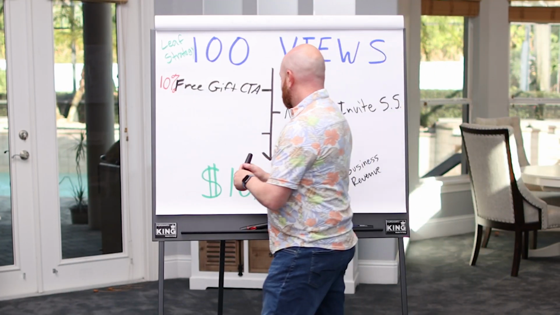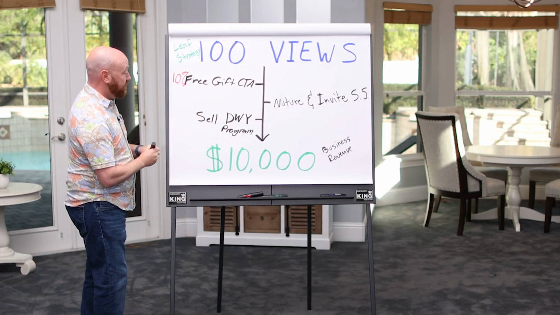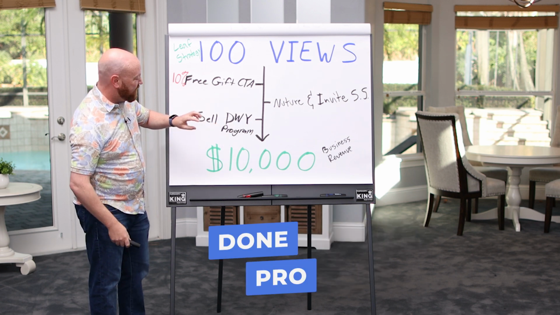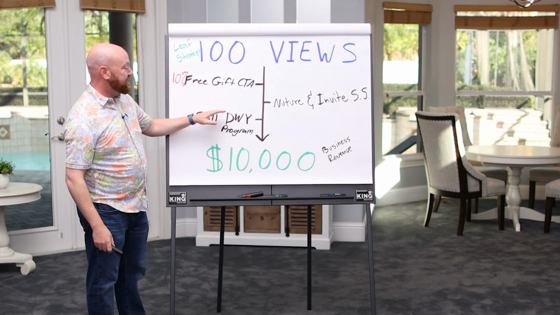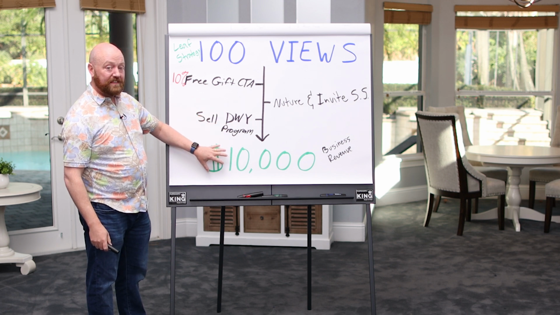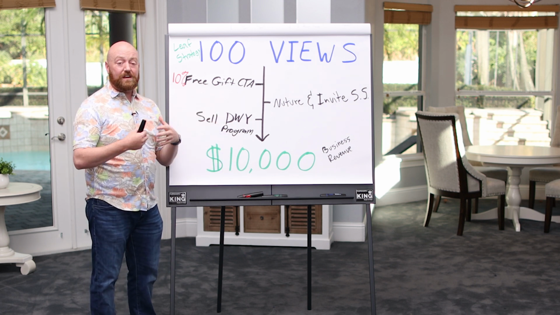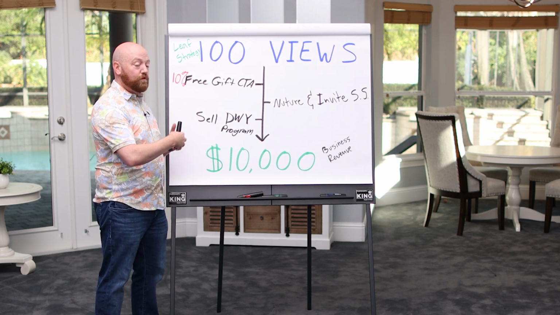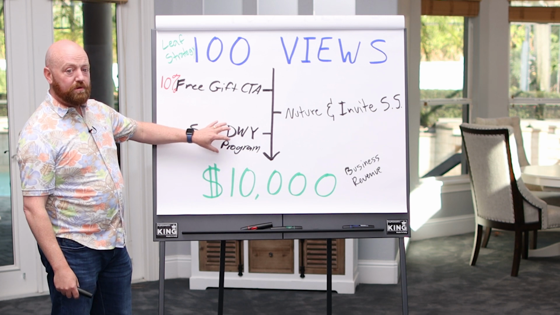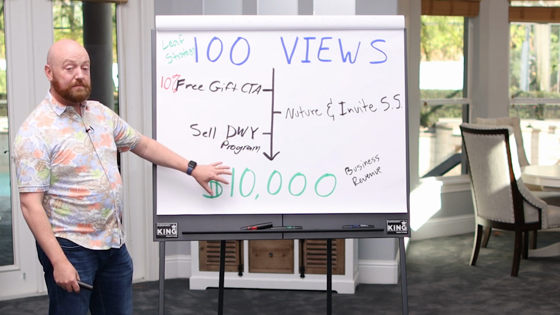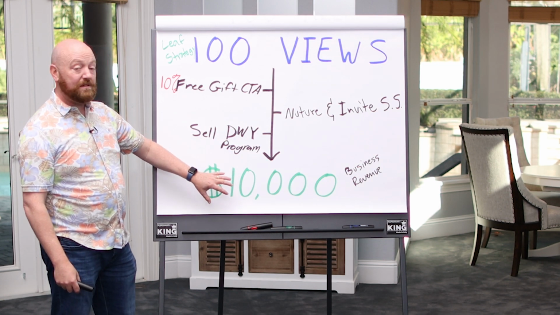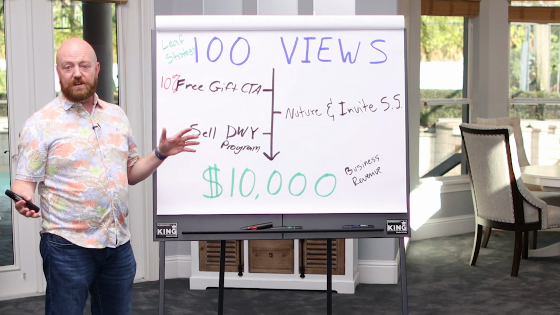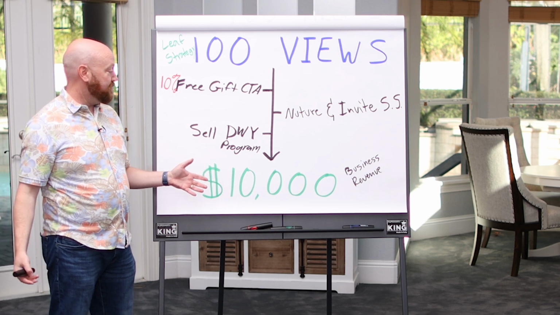Okay, and for this last step here, what I've written down is that we're going to sell a done with you program. Now this could be a done for you program. Typically done for you programs cost a lot more than $10,000, but a done with you, like a coaching program or some type of course that has a group membership on it or group coaching or things like that. Done with you programs very commonly sell. Sometimes they're $5,000, sometimes they're $10,000, sometimes they're $15,000 or $20,000. So $10,000 is a very common number for many of the channels that I produce for my clients, okay?